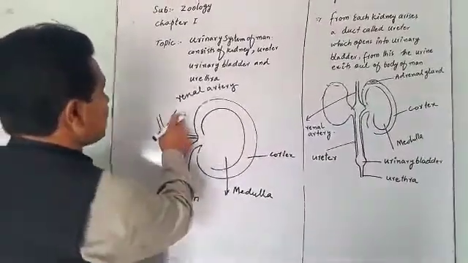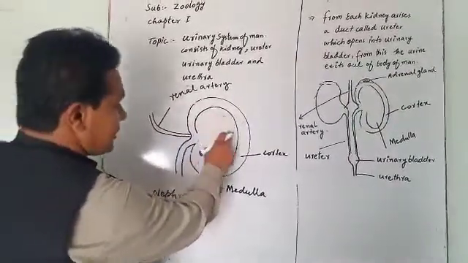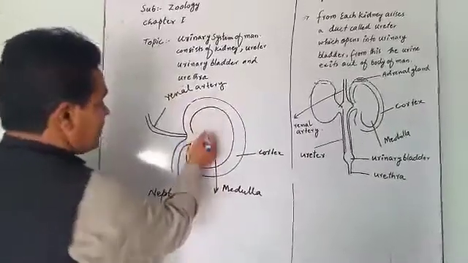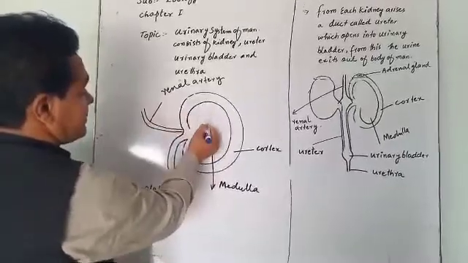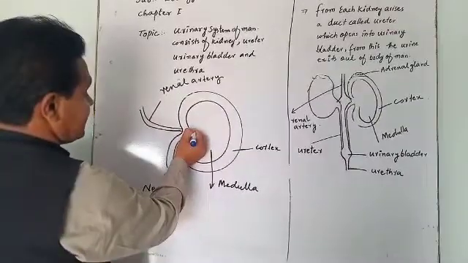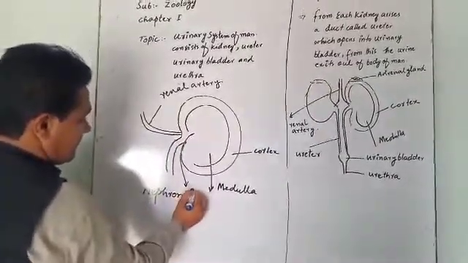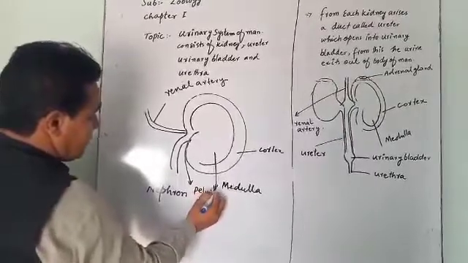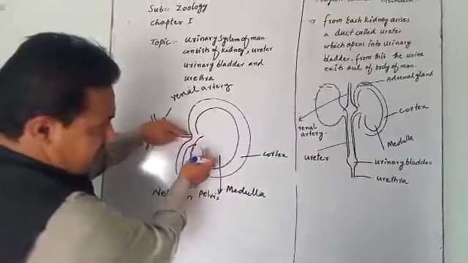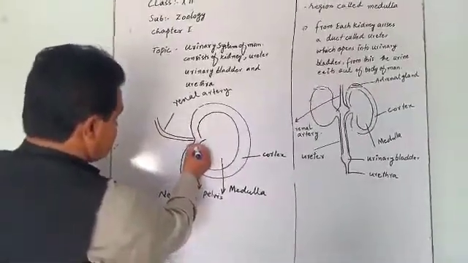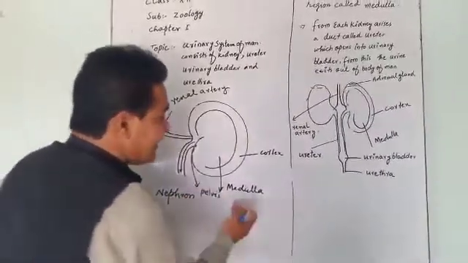So blood from the renal artery enters into the kidney, then it is filtered, then it enters into the pelvis. This region is called pelvis. This is the region where the urine is stored for a short time. Then it enters into the ureter. From the ureter it goes to the urinary bladder.